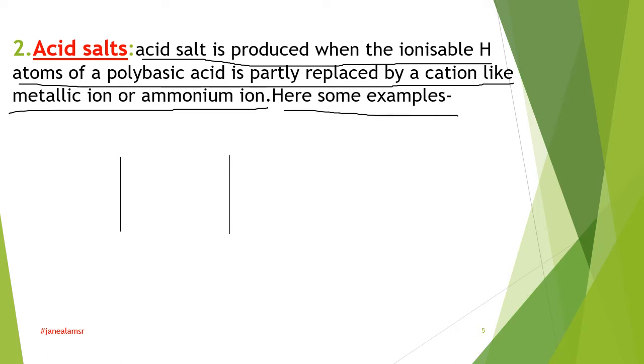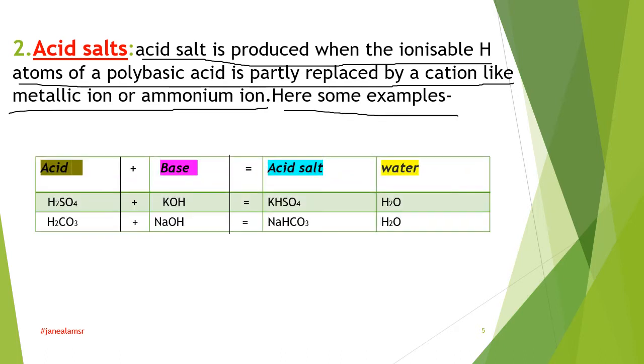Here you see some examples. One example is H2SO4 acid, which when reacting with base KOH, potassium hydroxide, forms a salt which is KHSO4, potassium bisulfate salt, and water. That means of the two replaceable hydrogen atoms, one is replaced by K from the base potassium, and forms KHSO4.